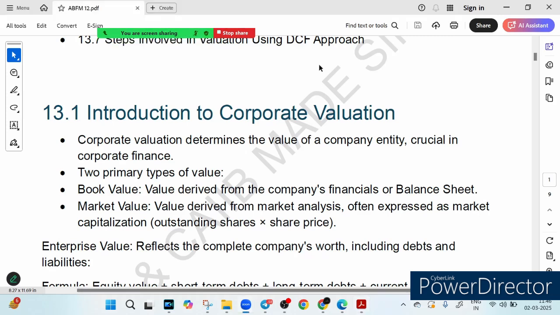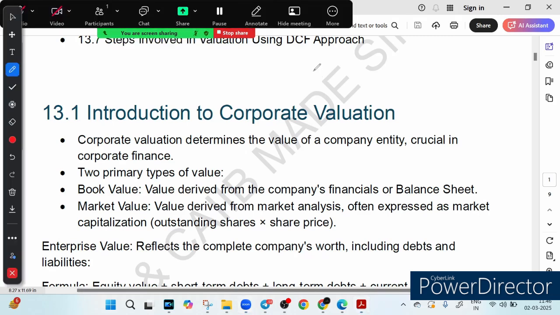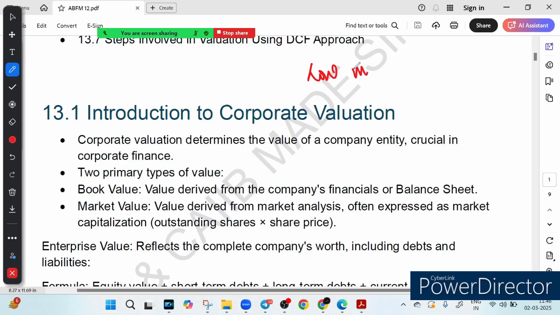Let me write down the key point. It simply means how much a company is worth. That is, what is the worth of a company? It's not just a single number, but here is the catch. It is not just one single number. There are different ways to look at company value.